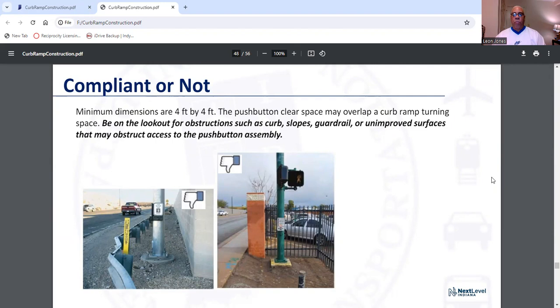The push button clear space may overlap a curb ramp turning space. So be on the lookout for obstructions such as curb, slopes, guardrail, or unimproved surfaces that may obstruct access to the push button assembly. This is your push button assembly.